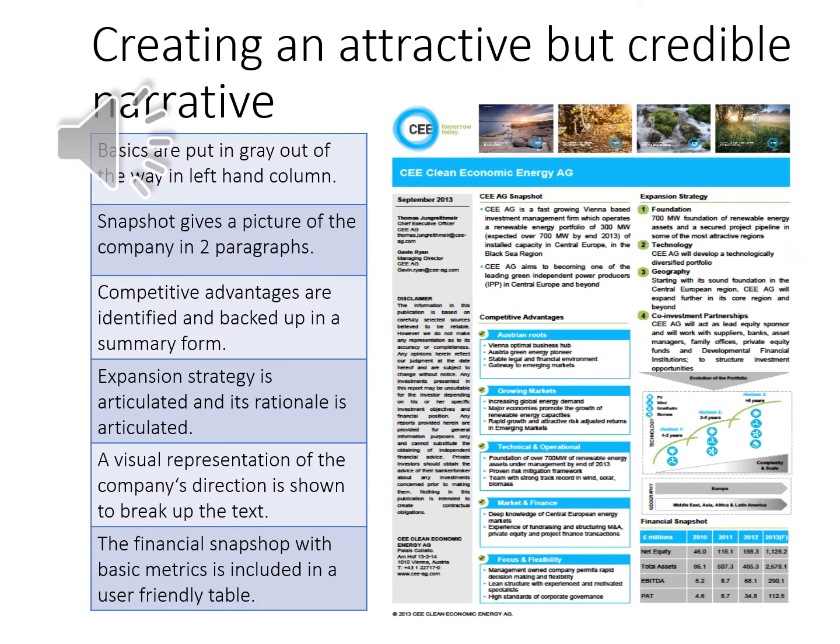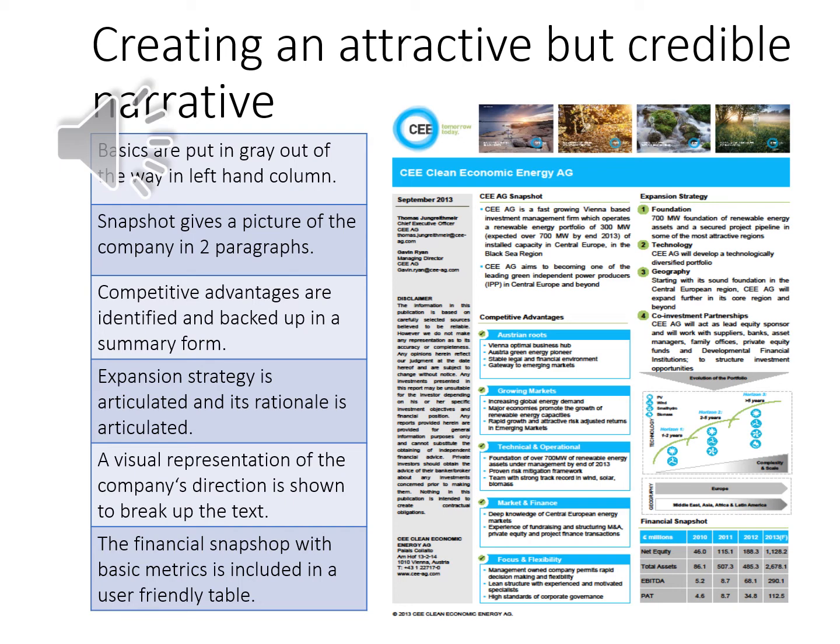In this slide, we have a very good example of a simple snapshot of a company. Let's examine this teaser for a minute. We can notice that the basics are put in grey, out of the way in a left-hand column, so they're all covered. The snapshot then gives the picture of the company in two paragraphs, and its title is Snapshot. The competitive advantages are identified clearly and backed up in summary form. The expansion strategy is articulated and its rationale is also articulated.